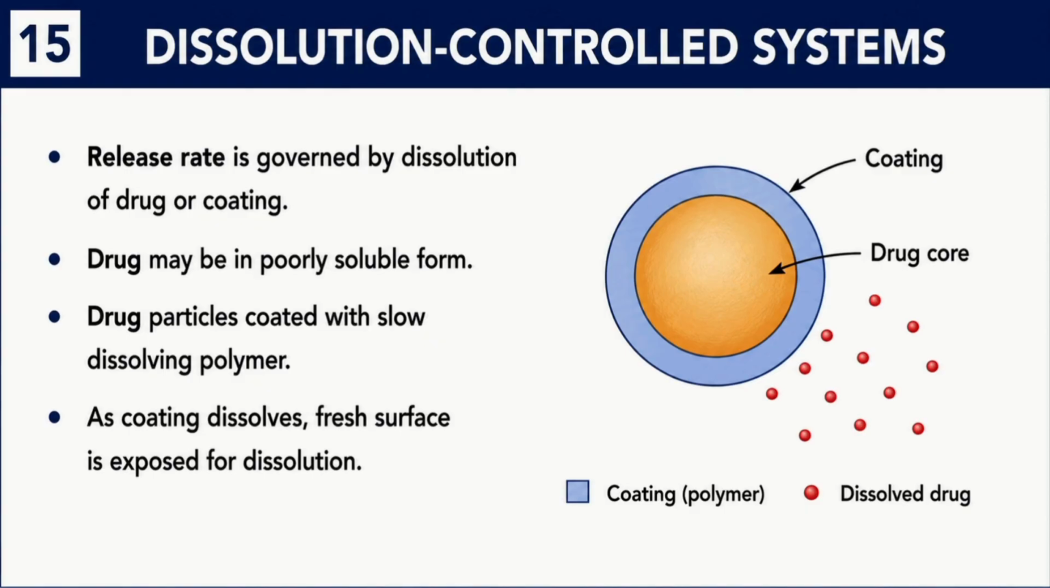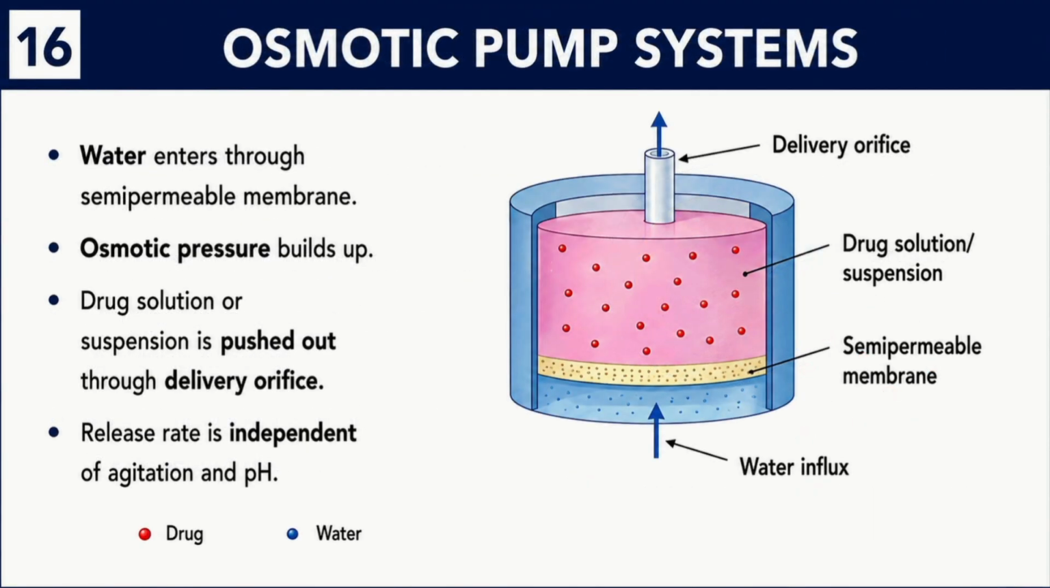Is it clear? And next is the osmotic pump systems. Osmotic systems are highly sophisticated drug delivery systems. The basic principle is generation of osmotic pressure inside the dosage form. The system typically contains a drug compartment and an osmotic agent surrounded by a semi-permeable membrane. When water from the gastrointestinal environment enters through the semi-permeable membrane, this produces pressure inside the system. The resulting pressure can push the drug formulation out through a precisely engineered delivery orifice.